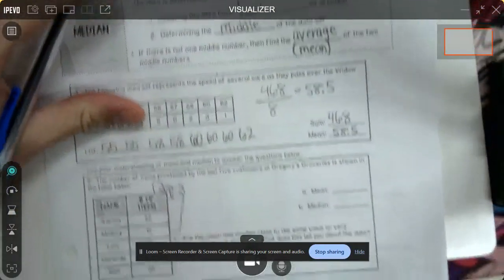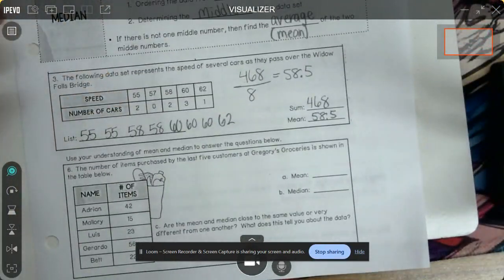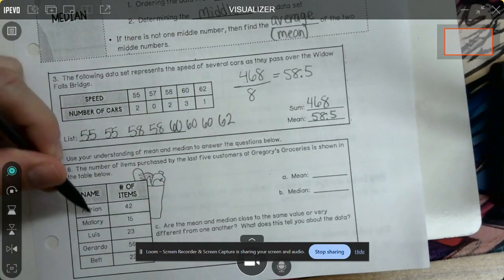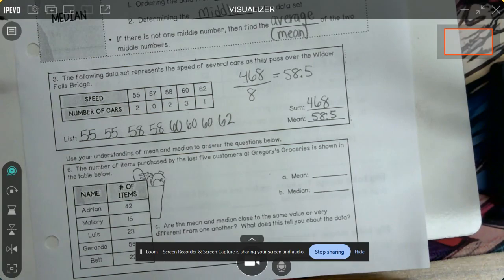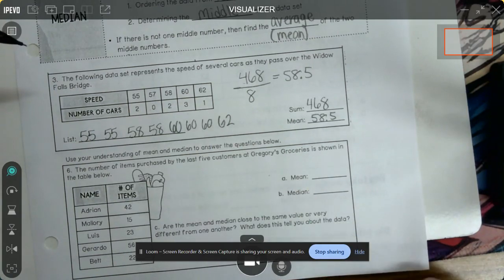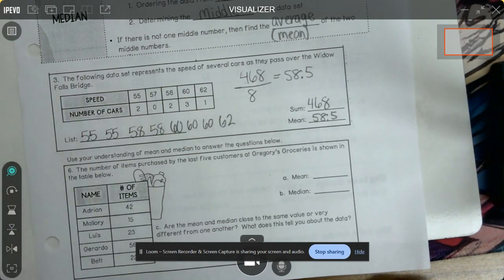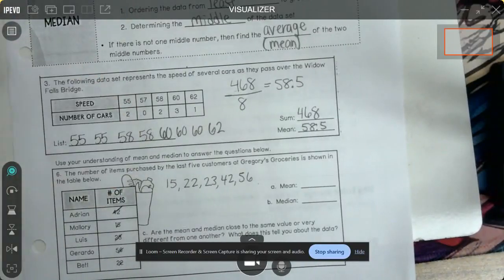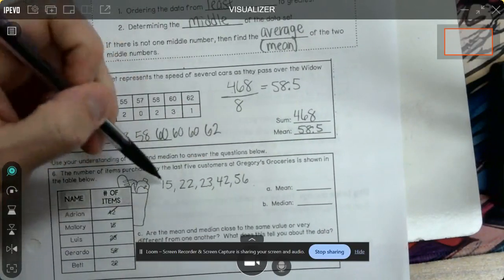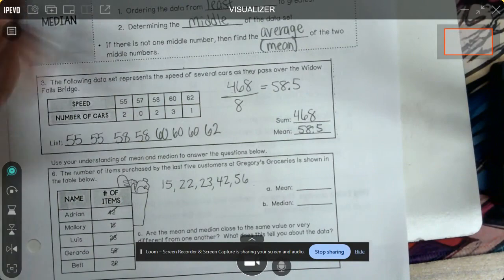All right. Next example, the number of items purchased by the last 5 customers at Gregory's Groceries is shown below. Looks like we have the 5 customers, how many items they bought. We're going to find the mean and the median for this data set. Go ahead and number these data points from least to greatest. All right, there's our numbers least to greatest. Now you want to add them up and divide by the amount of data points. Go ahead and do that now.